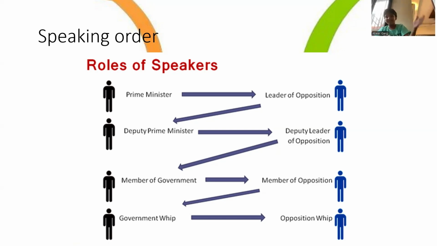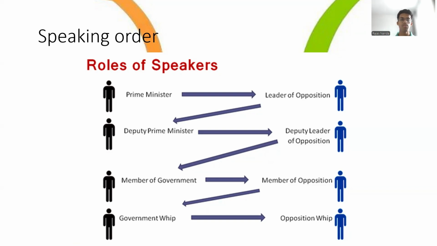So, in order, first you start with prime minister and then leader of opposition. Yeah, so I'm just about to go into that. You can see from the arrows that's going to be the order of how people speak. Okay. Yeah, great. Okay, so let's go a bit more into the speaking order and the roles of each speaker. You can see here, it's this kind of alternating pattern between the left-hand side, which is the government side, which is for the motion, and the opposition side on the right, which is against the motion.